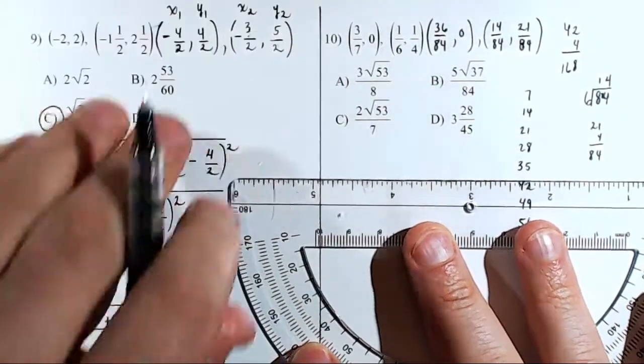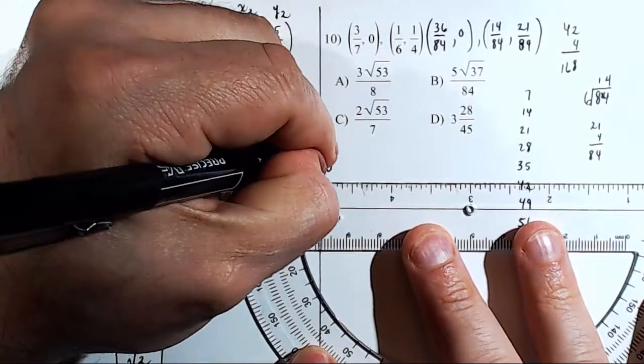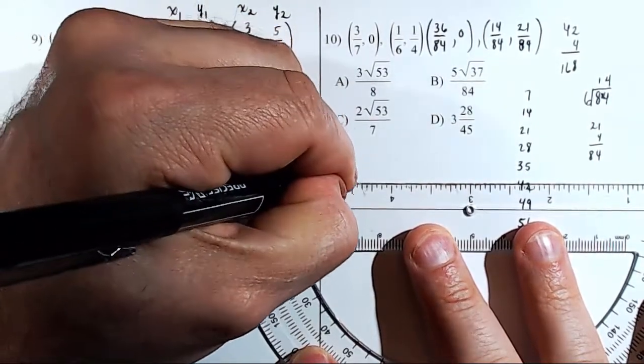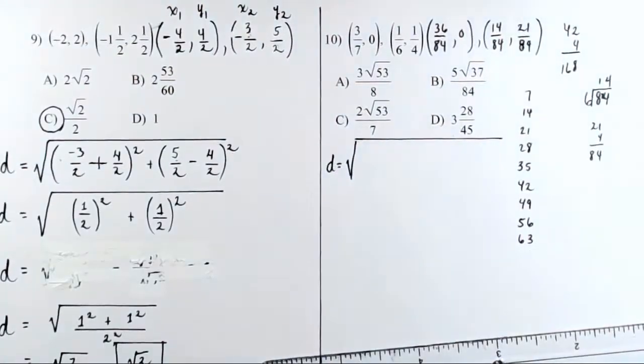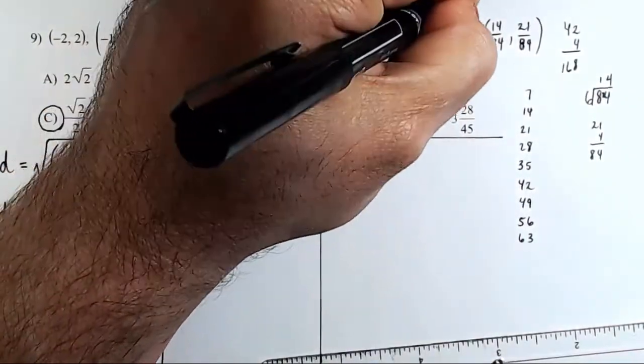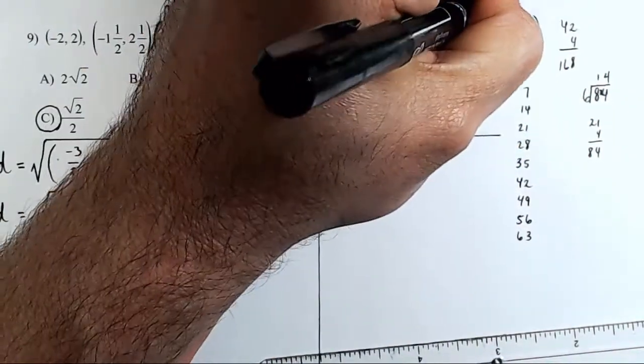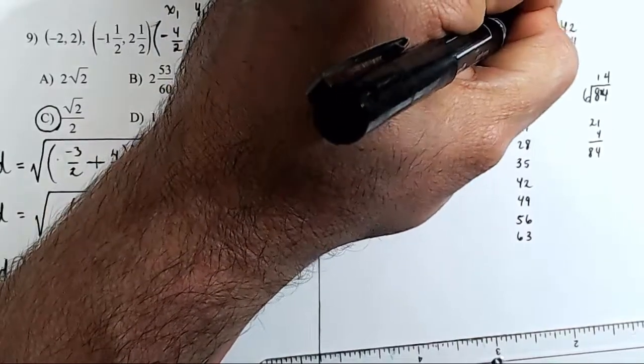So now we can set up our distance formula here. Distance equals the square root of x2, we got to label x1, y1, x2, y2.